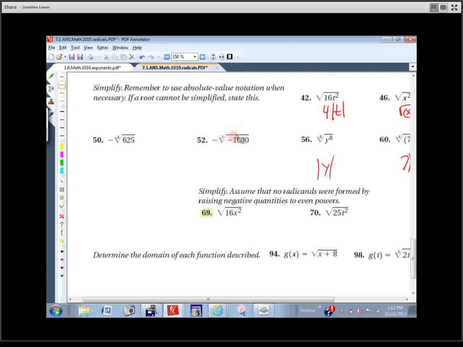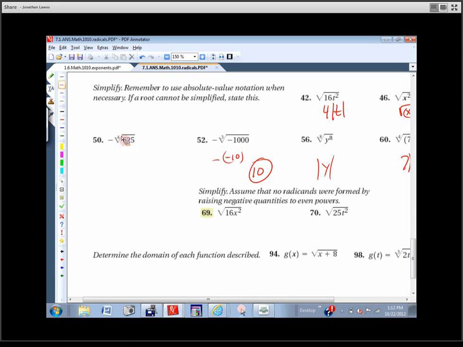Careful on this one. Cube root of a negative. Can we do that? Yes, cube root, because it's an odd root. Okay, the answer to this part is negative 10. But there's a negative out front. So in the end, what's the simplified answer? Positive 10.